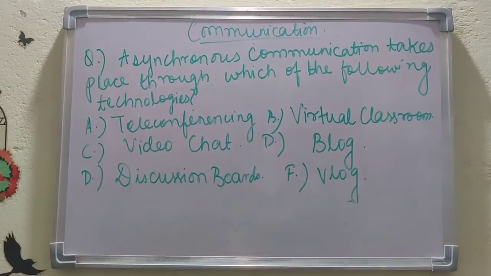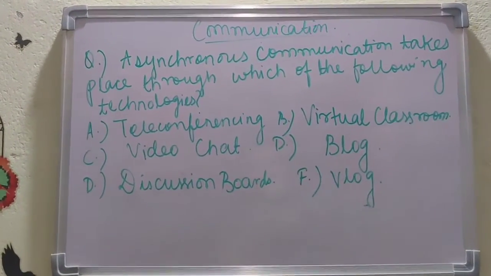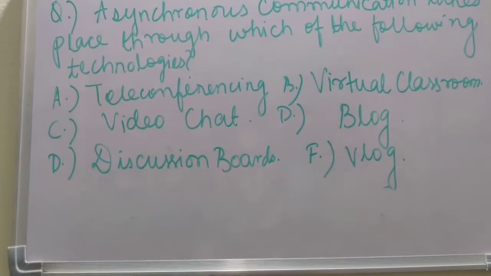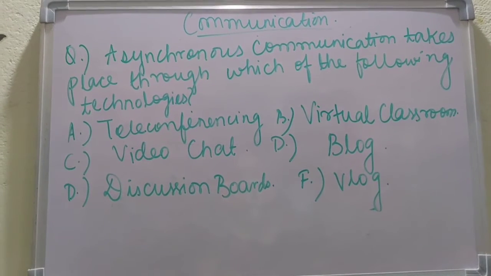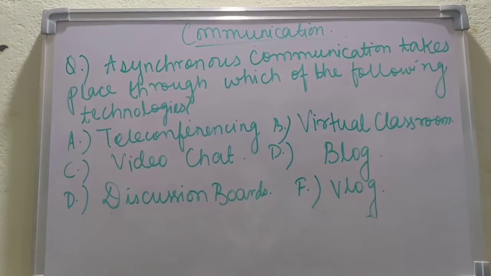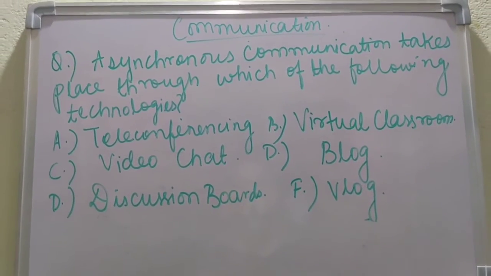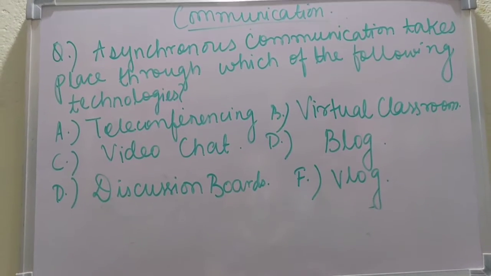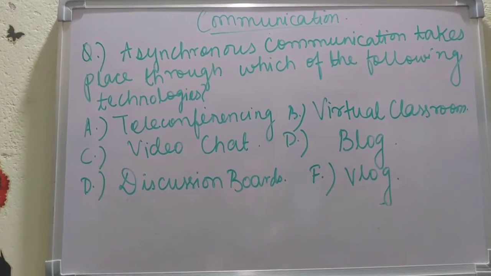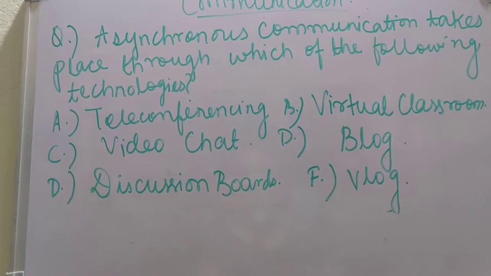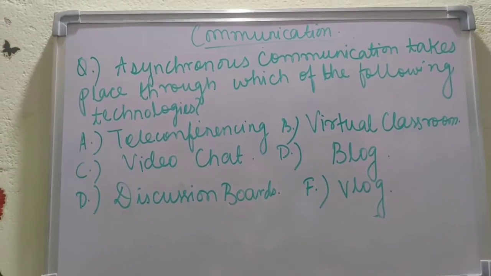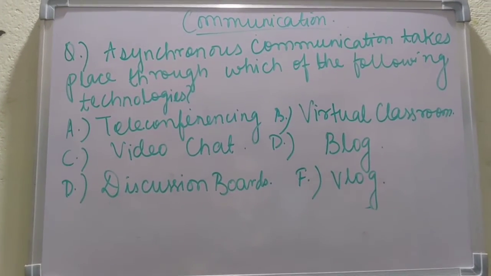Now let's move to the next question, which is about synchronous and asynchronous communication. Now the question is asked that asynchronous communication takes place through which of the following technologies? Now before doing this question, let us understand what is synchronous communication. Synchronous communication is a type of communication that occurs in real time. That is, when we send a message to someone, we immediately receive the feedback. For example, in case of video chat, when we are on a video call with someone, we send a message and we immediately receive the feedback, or we immediately get the response. So this is an example of synchronous communication.